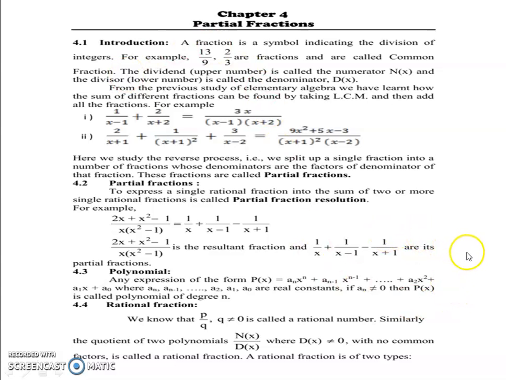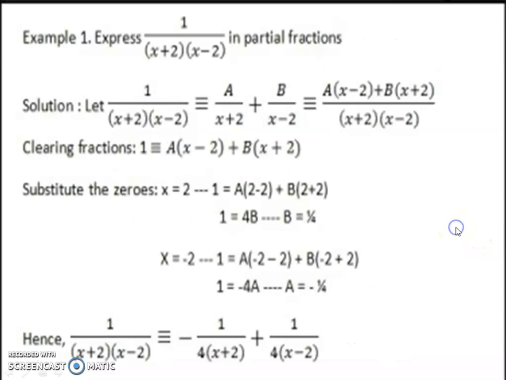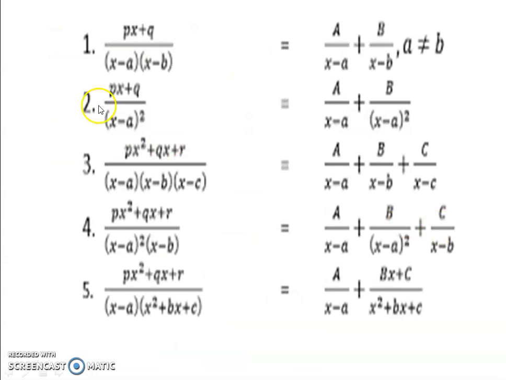So, in this topic, we have to be much clearer about the mathematical concept behind the partial fraction. So, our actual process is to start solving the partial fraction. There are 5 types of partial fraction we have to discuss, how it is possible.